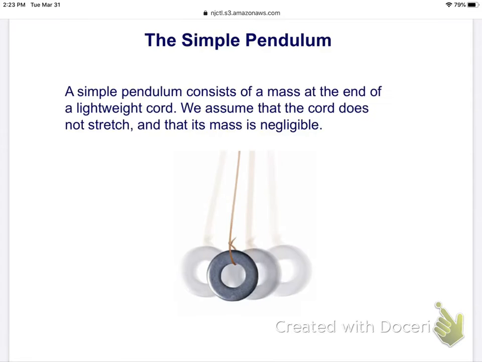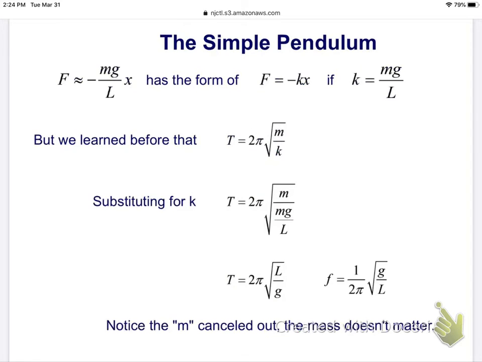Simple pendulum. A simple pendulum consists of a mass at the end of a lightweight cord. So we do have this mass, and it's attached to a lightweight cord. And actually, the cord itself, we're going to say the mass is negligible. So we're going to say the cord really has no mass. That's impossible, but we're going to assume that. We're also going to assume that the cord doesn't stretch. That's an important characteristic as well.